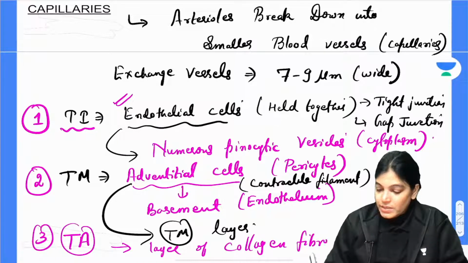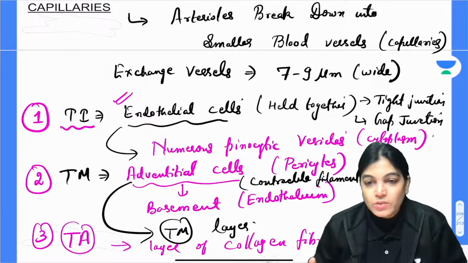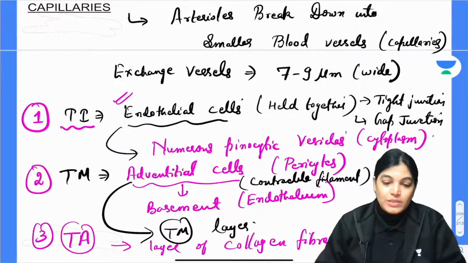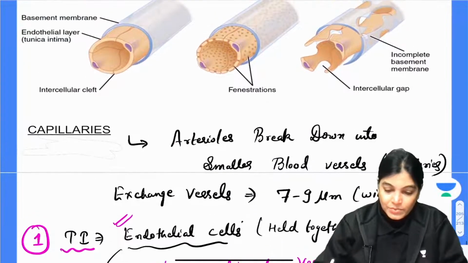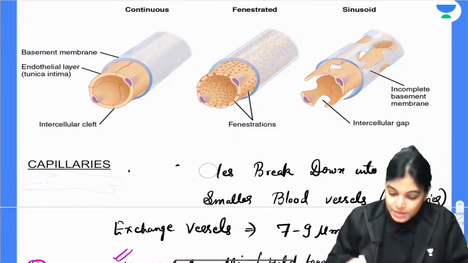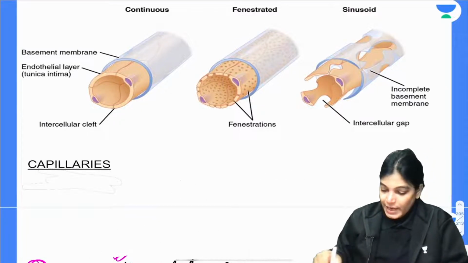So my dear aspirants, we have finished with the general discussion of the capillaries. What else do I want to describe? The next thing I want to describe is the three types of capillaries. Okay, how many types? We have three types of capillaries. So let me remove this and explain the three types of capillaries.